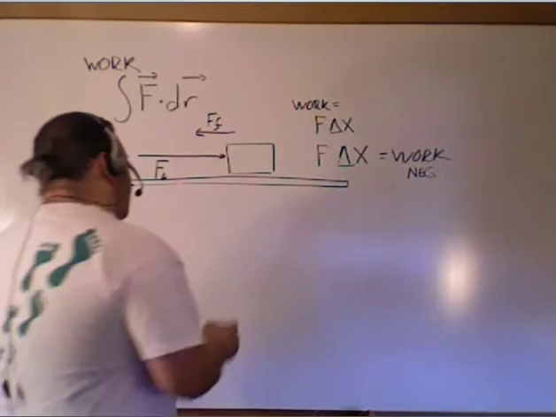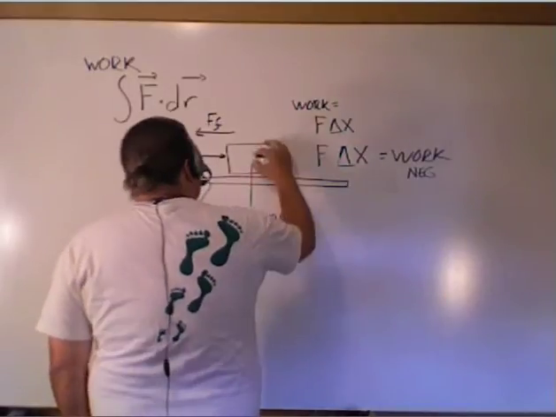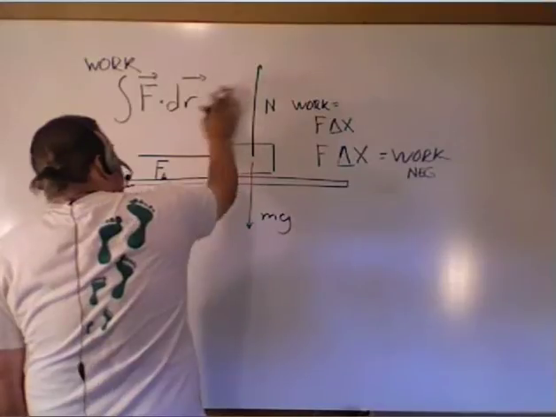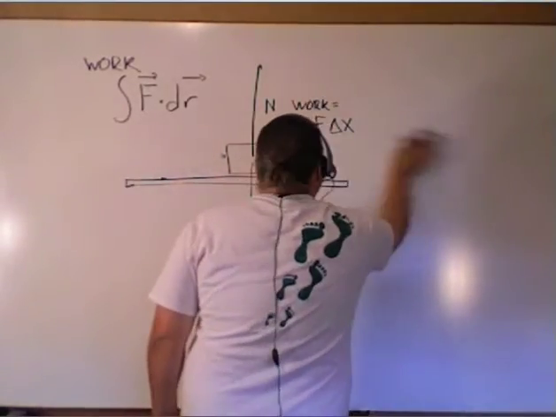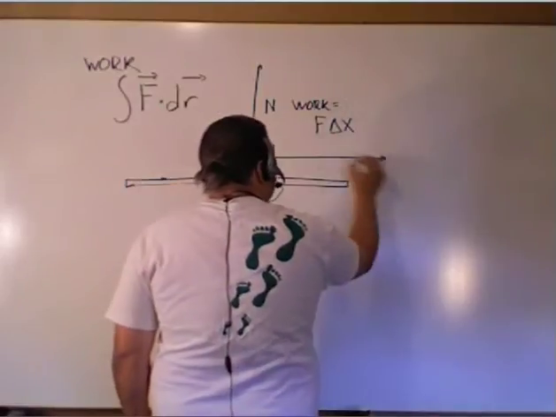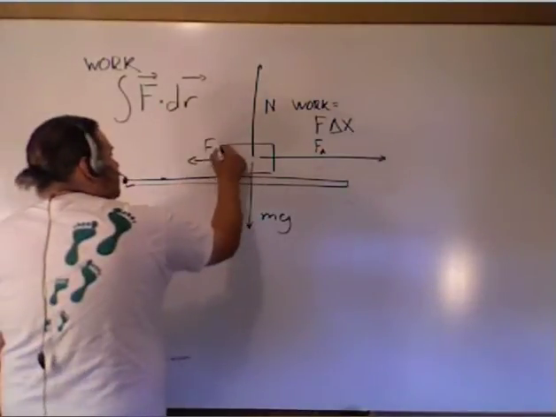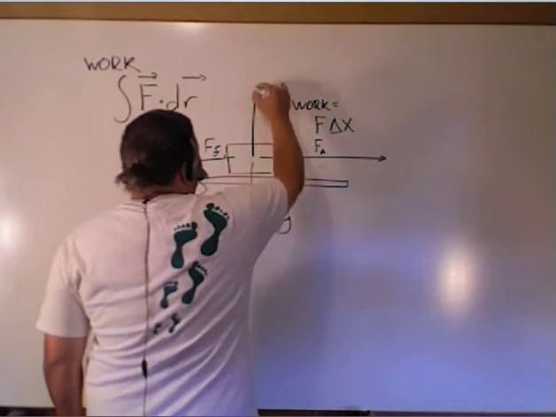Then we have a gravitational force that's pulling it in this direction, and then we have a normal force that's in this direction. So I'm going to rewrite these so that it's an actual free body diagram and not just some randomness. Here's the force that I'm applying. Here's the force of friction. Now here's my gravitational, here's my normal.